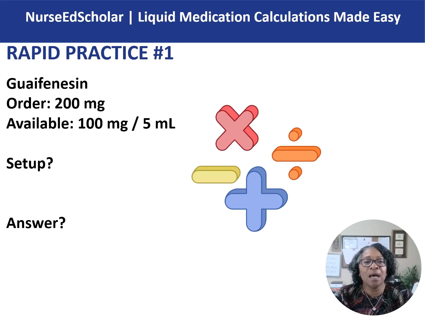All right. So I have some questions at the end. I don't have them set up, and I don't have an answer. So this is for you to practice. So we have guaifenesin, which is an expectorant. It's used for chest congestion. So the provider ordered 200 milligrams, and what you have available is 100 milligrams per 5 milliliters. So grab a piece of paper. How would you set it up? And what is your answer?